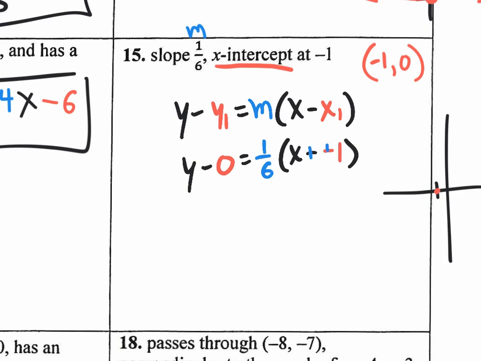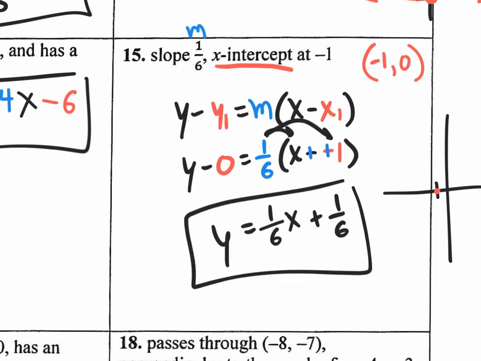Change the minus to plus plus. So you don't want those parentheses. So you could distribute that 1/6. 1/6 times x is 1/6 x. 1/6 times 1 is the same thing, 1/6. Bring down the equal sign, bring down the y. And that's it.